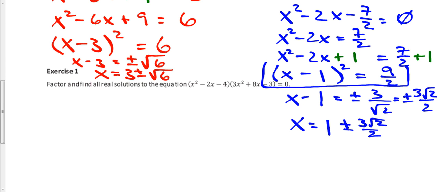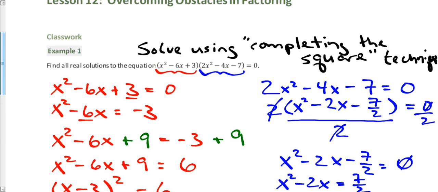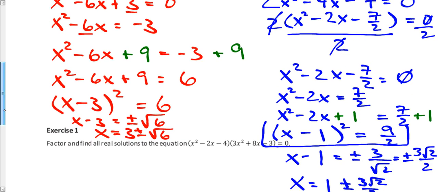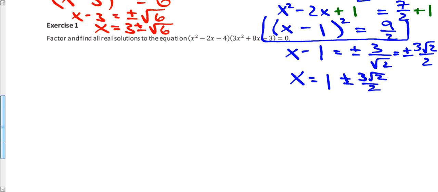Adding 1 to both sides, so now I got 1 plus or minus 3 root 2 over 2. Now check this out. Those are the values of x that when I plug it into this equation, it will equal 0. Not only that, those are the only values of x that will do that. Now, again, a red one and a blue one, there is another way.